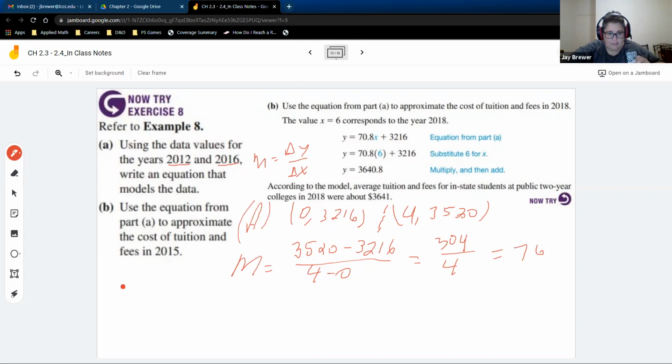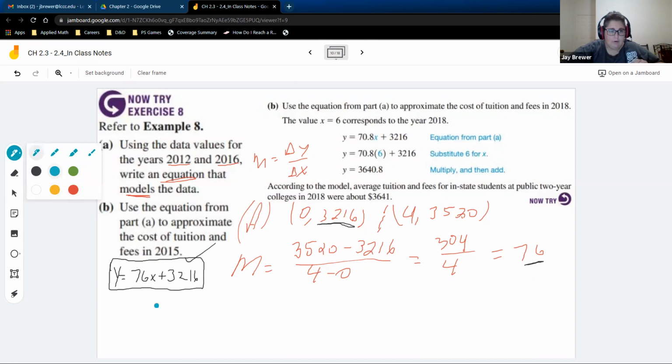So here's what's interesting. We needed to find the model, which is the equation. So to answer this question fully, we need to use our y-intercept and our slope. So our model is just going to be y equals 76x plus 3,216. Boom.